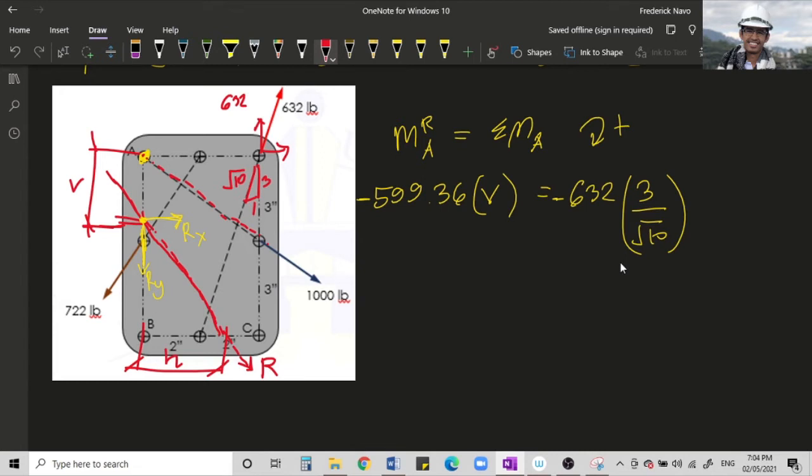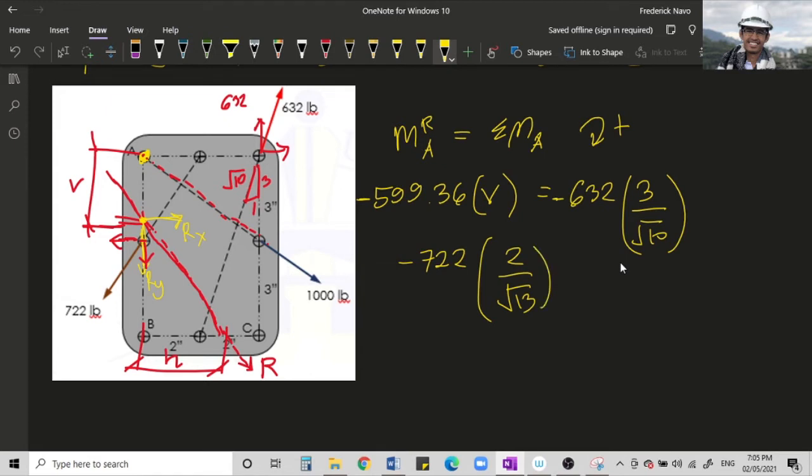Okay? So, for the 722 pounds, yung X component niya ang magro-rotate. Tama? So, meron tayong X and Y component dito. So, ito lang ang magro-rotate, yung X component ng 722. So, that is negative din. Tama? So, that will be equal to negative 722 times yung slope niya. So, that will be, yung slope neto is 2 over square root of 13. Tama.